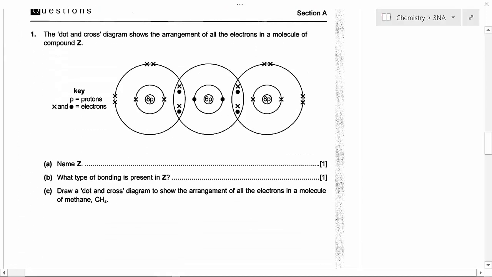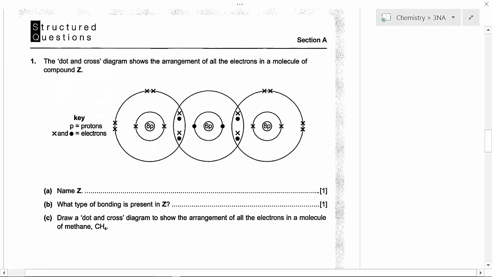Okay, next question here. Structure question number 1. The dot and cross diagram shows the arrangement of all electrons in a molecule of compound Z. Z is made up of 3 atoms, 6 protons and 8 protons. Name Z. What is Z actually? If you look at the periodic table, 6 protons refers to carbon, and 8 protons refers to oxygen. So 1 carbon, 2 oxygen, obviously CO2, and the name is carbon dioxide.